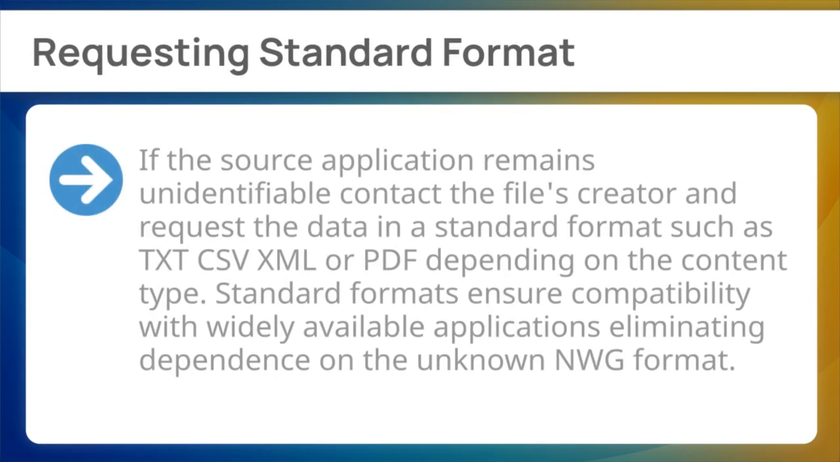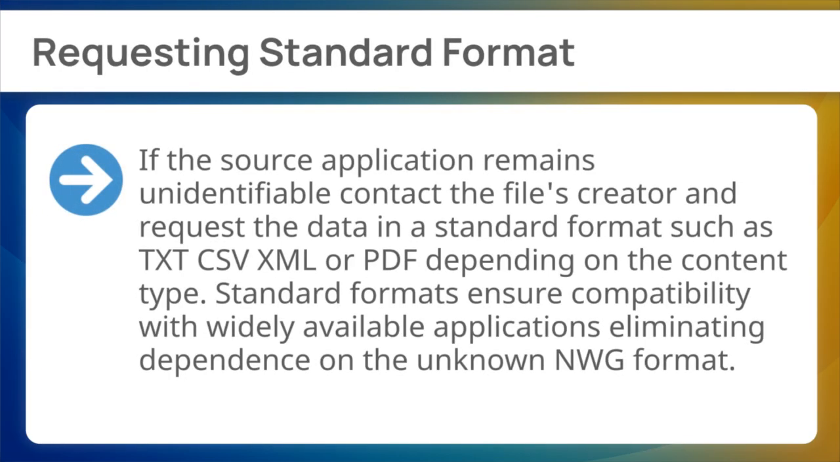Finally, requesting standard format. If the source application remains unidentifiable, contact the file's creator and request the data in a standard format such as TXT, CSV, XML, or PDF, depending on the content type. Standard formats ensure compatibility with widely available applications, eliminating dependence on the unknown NWG format.